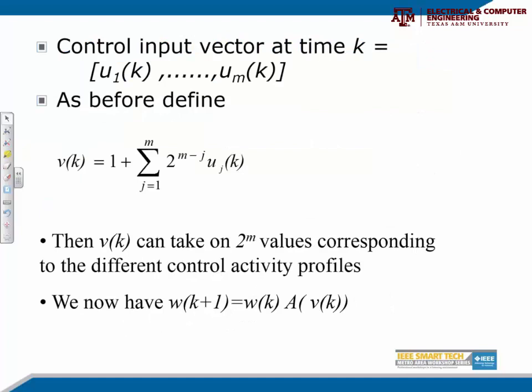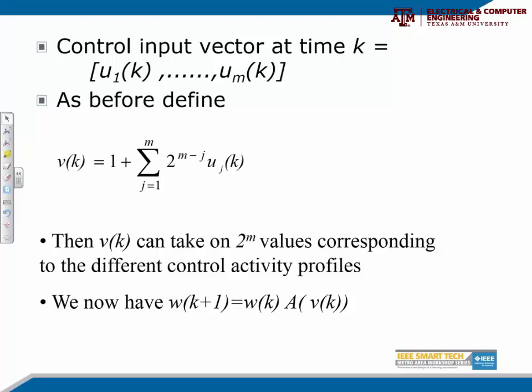So since you have m control inputs, you can have a binary vector that will define the activity of the control inputs, right? So if this is all zeros, it means no control inputs applied. If it's all ones, it means all drugs have been applied at the same time, okay? So as before, you can go from this binary vector to the decimal number, right? And this decimal number can take on 2 to the power of m values corresponding to the different control activity profiles, right? And now you're going to have this transition equation, right?